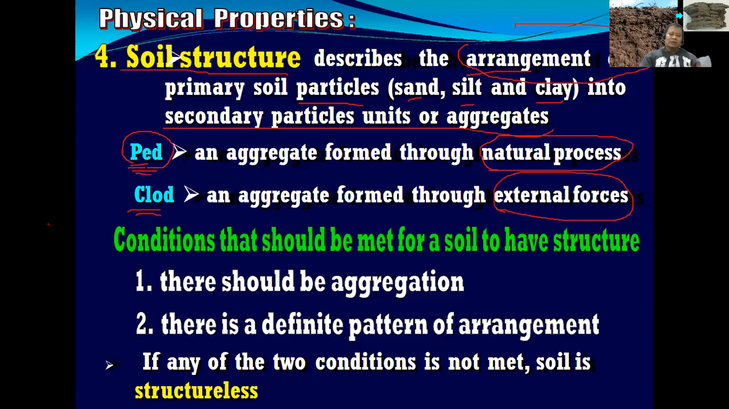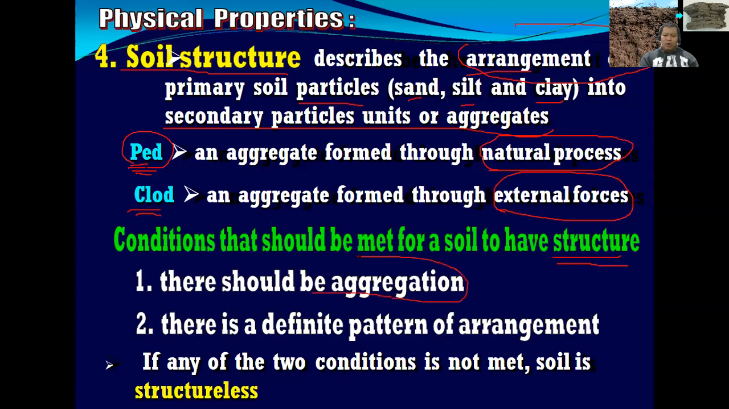Okay? So I hope we understand each other about pid and clad. There are some conditions that should be met for a soil to have structure. No? Paano natin masabi na ang soil ay mayroong structure? Alright. So number one, there should be an aggregation.